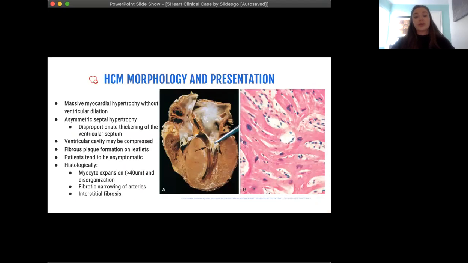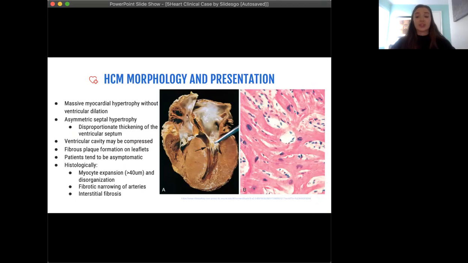Hypertrophic cardiomyopathy is characterized by massive myocardial hypertrophy without ventricular dilation. So we see here that the heart from the outer surface looks like it almost could be a normal size, but on the cut surface, extremely thickened septum, walls, and the left free wall as well.